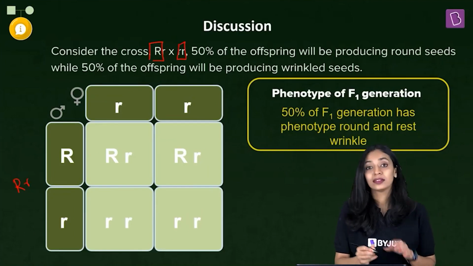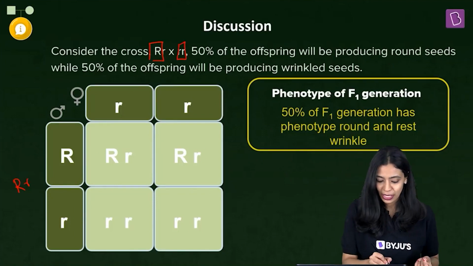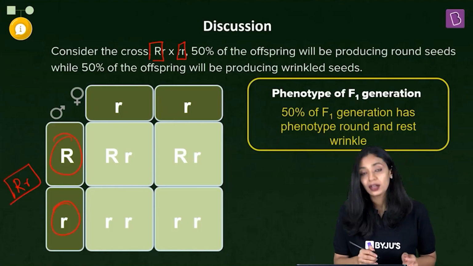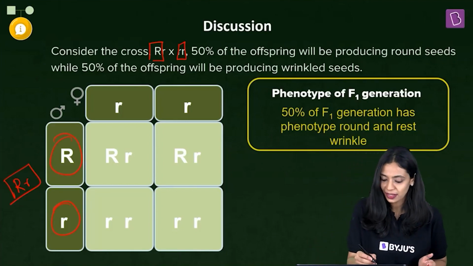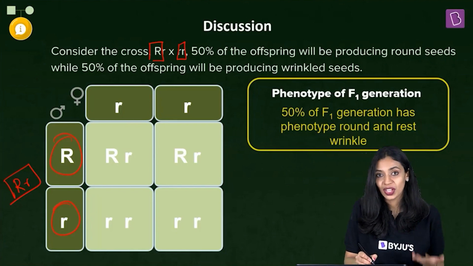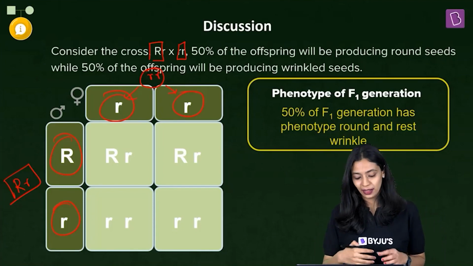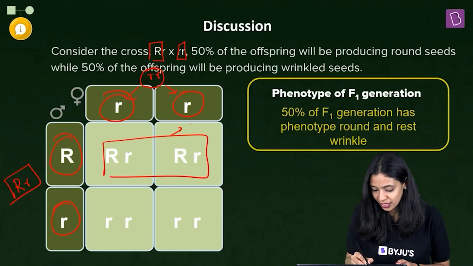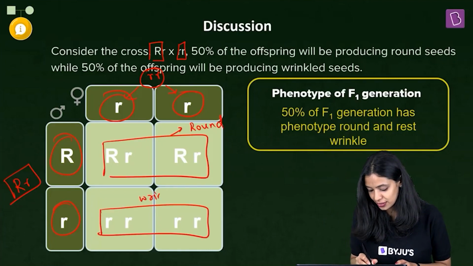If the parent that is producing round shaped seeds has the genotype capital R small r, heterozygous dominant, then two types of gametes can be produced, one containing the dominant allele and one containing the recessive allele. And the other parent, if it's producing wrinkled seeds, will have to be homozygous recessive. It will produce just one type of gamete that carries the recessive allele. So in this offspring, you can see how you get plants that are producing round seeds as well as plants that are producing wrinkled seeds.